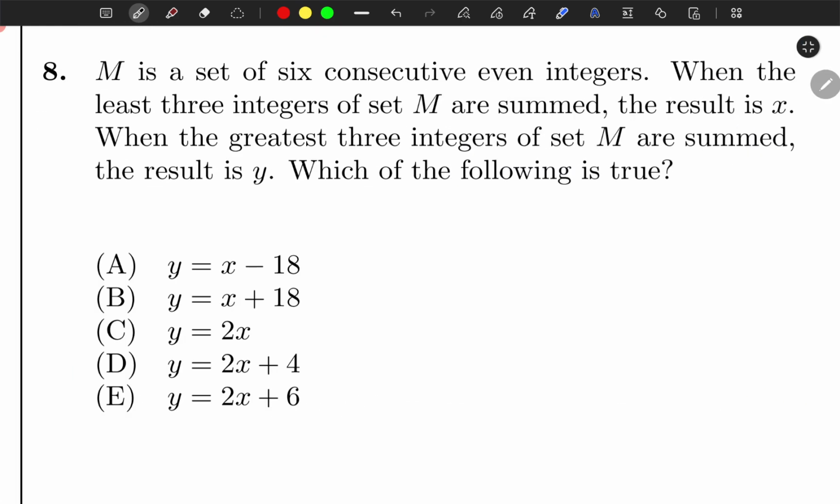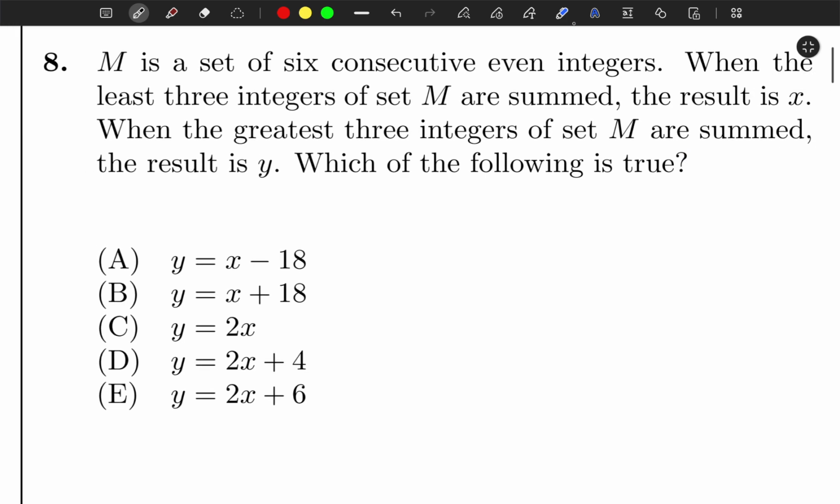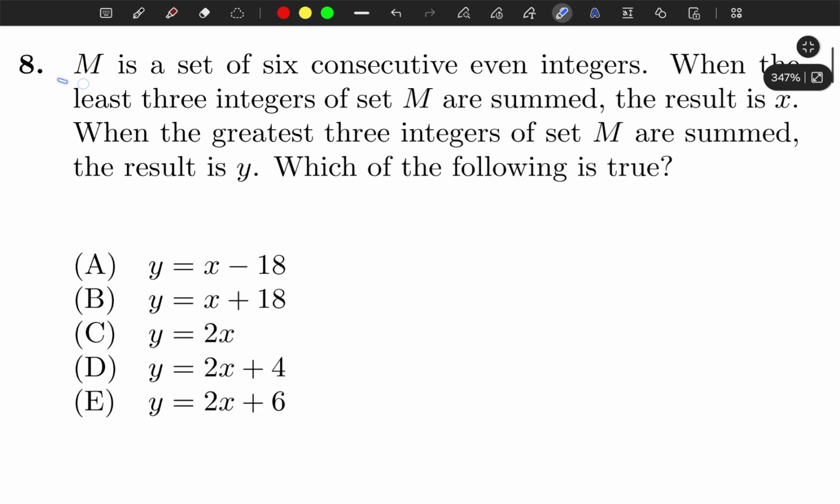Okay, so this is quite an interesting question. We'll leave it at this for now. So the first statement says, once we read the problem statement, we can see that they're saying M is a set of 6 consecutive even integers. So by now you should know exactly how we're going to list them.